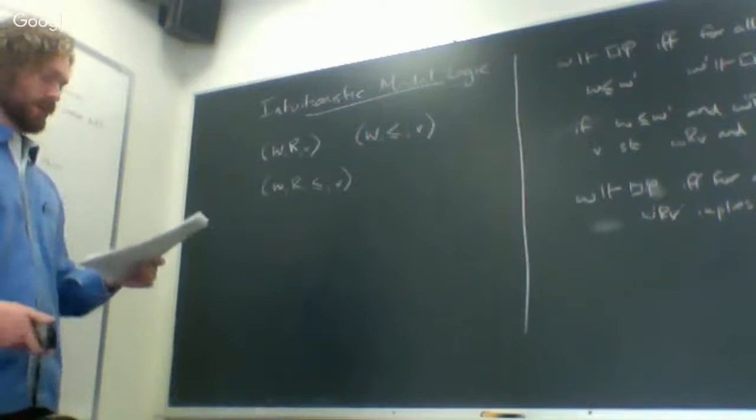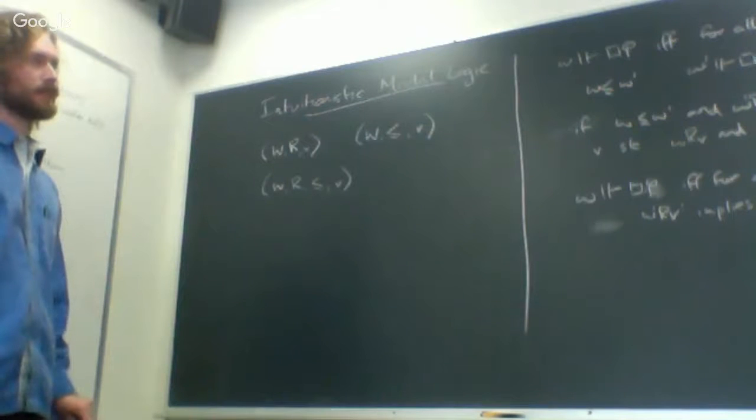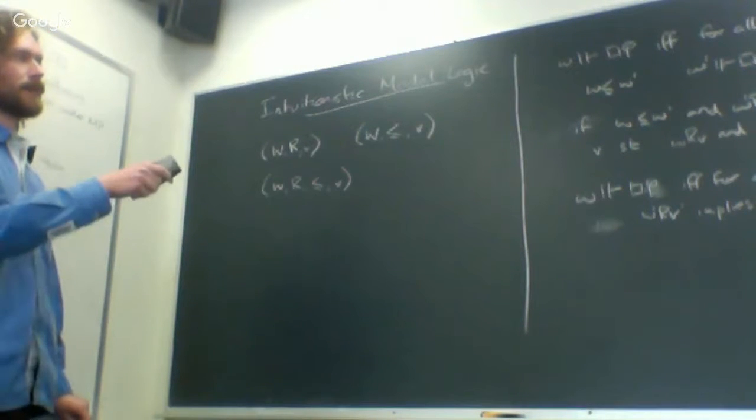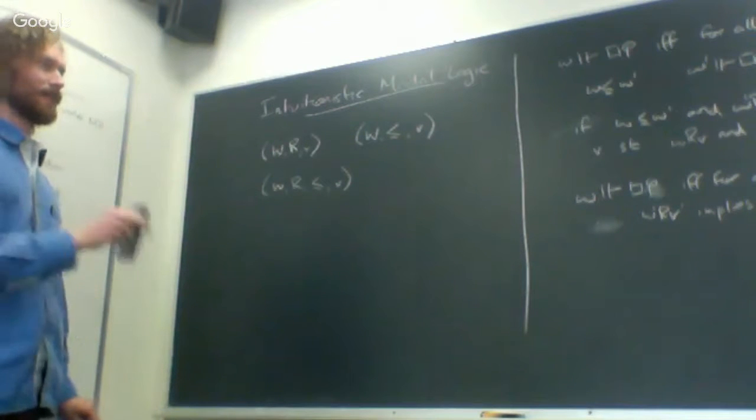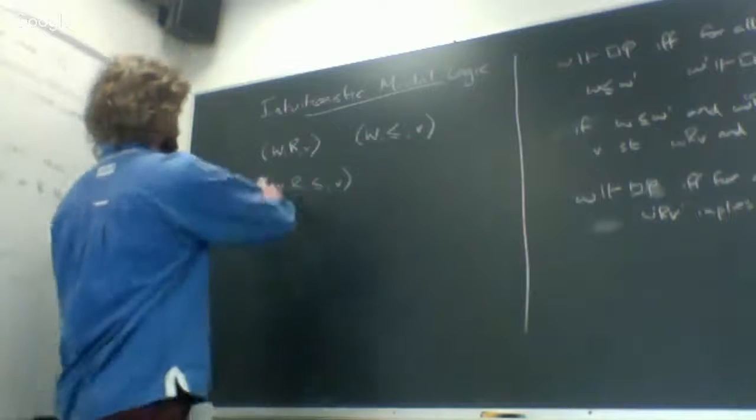So up until now, we've just been considering the diamond-free fragment. 1 plus 2 and 3 come apart if we add in the diamond modal.